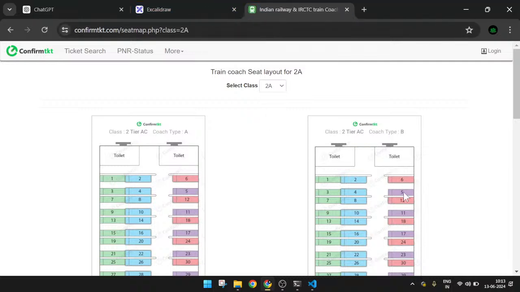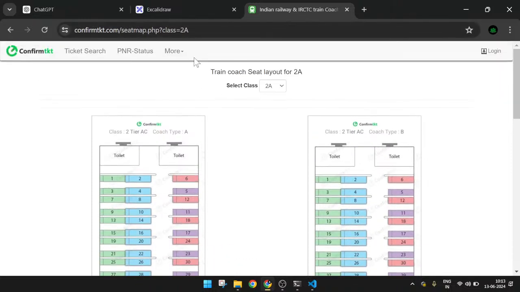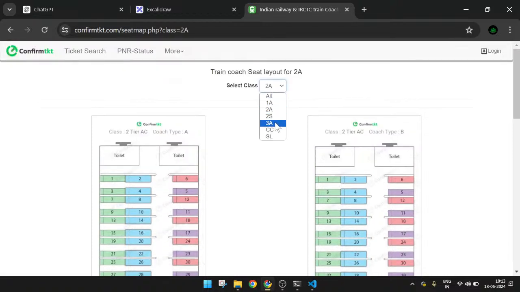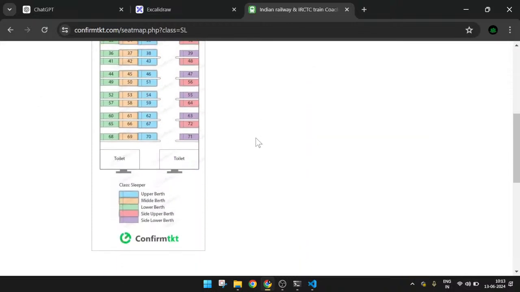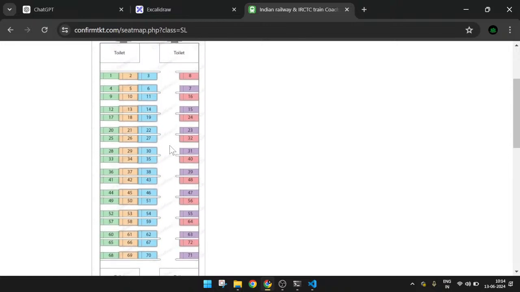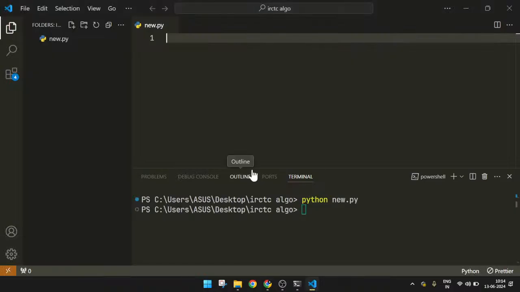This website is good. If you want to view this website, I can share it in the comment section afterwards. Okay, it's using PHP. I don't want to do that, but I came to know that sleeper is what I'll use. So I'll create that algorithm for this. So for 71 seats, a bogie has 71 seats.